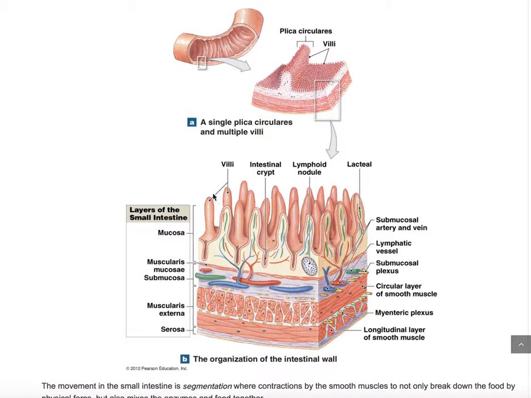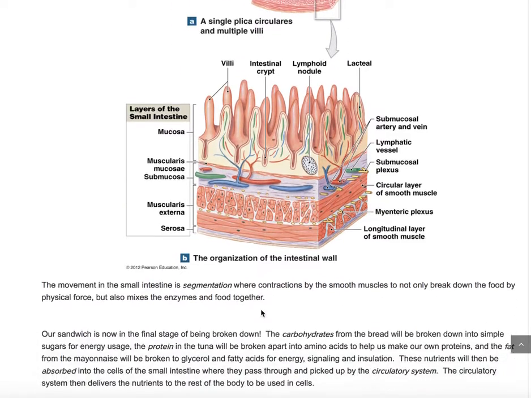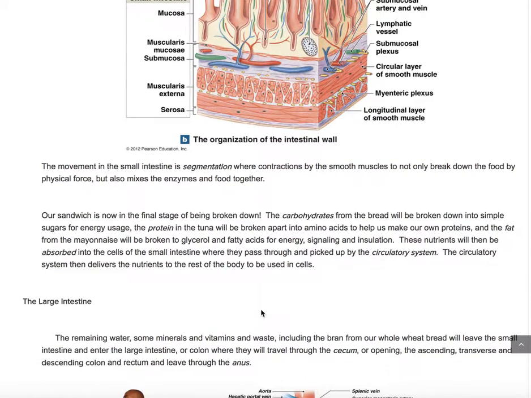Okay, so again, the different layers are the mucosa here, the muscularis here, and the serosa. Okay. And so the movement of the small intestine is segmentation. So it's kind of alternating contractions.